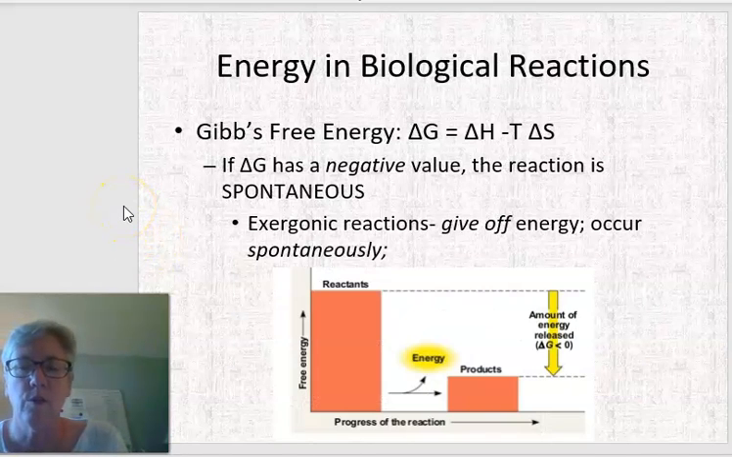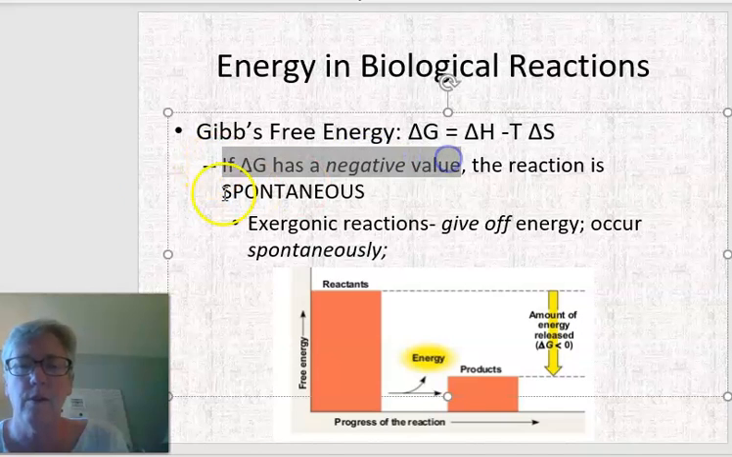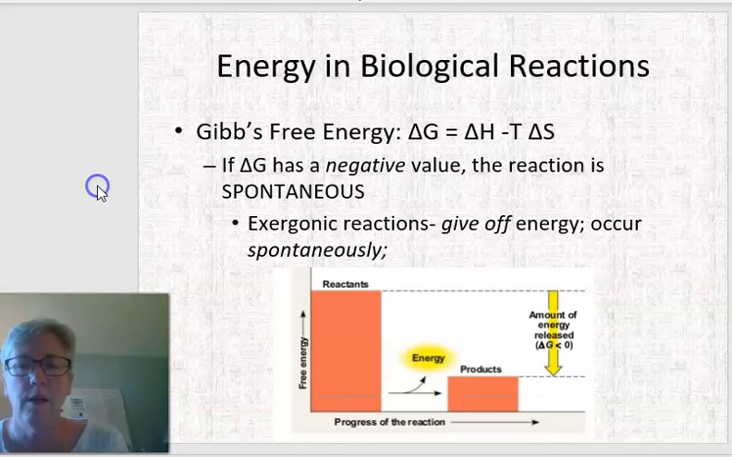Okay, so here's the rule. If delta G has a negative value, then that reaction will happen spontaneously, and that is called an exergonic reaction. It will give off energy and it will occur spontaneously. So if you did this math and delta G came out to be negative, okay, that reaction happens spontaneously. Okay, and this word exergonic means it will give off energy.